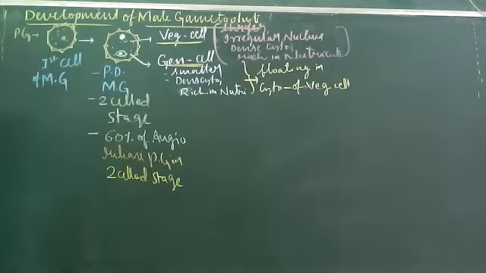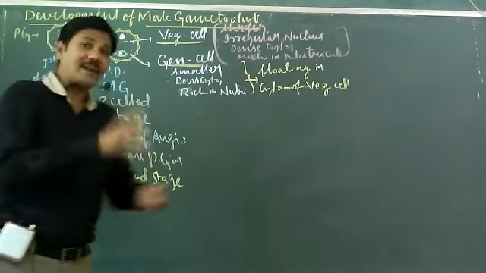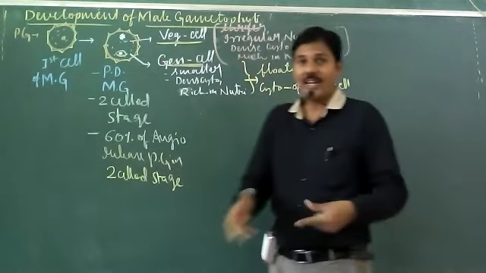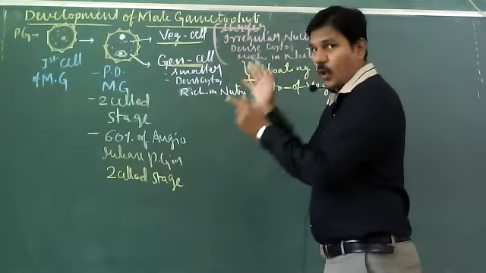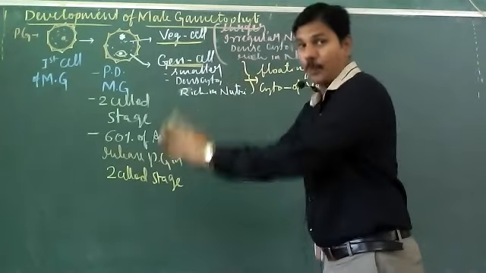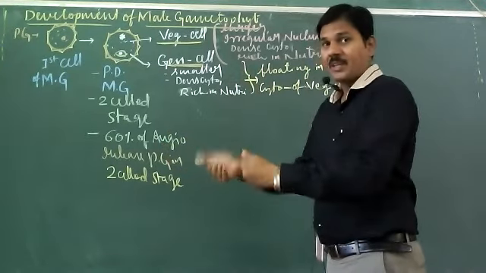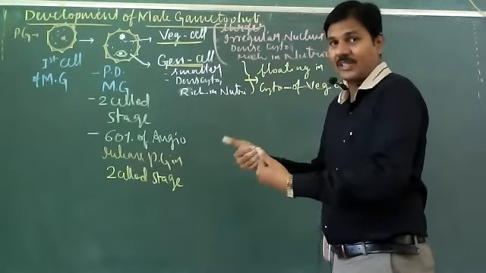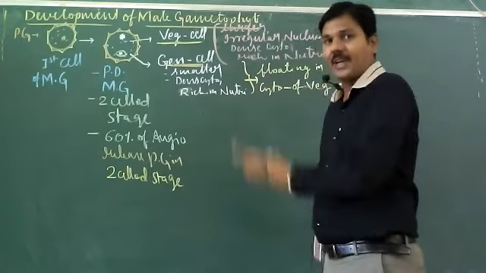Next one, pollination takes place. Further development takes place after pollination. Now, this is the only step that occurs before pollination. All the next steps, all the divisions, occur after pollination.